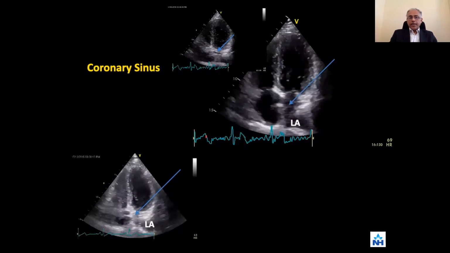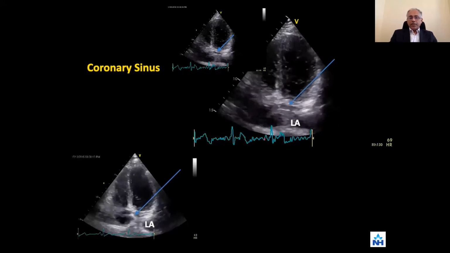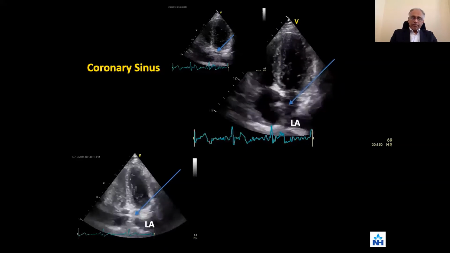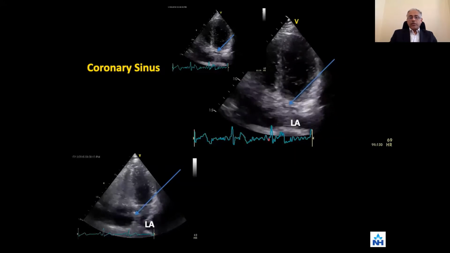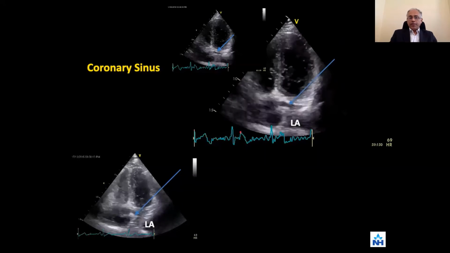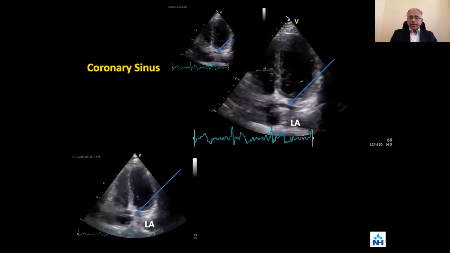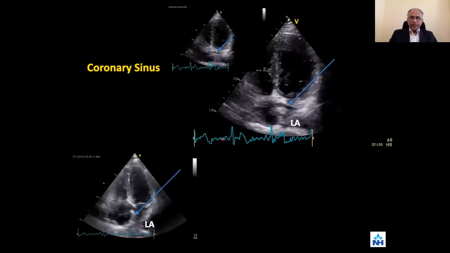So that is the coronary sinus, and in biventricular pacing, you can sometimes see the lead going into it. When the coronary sinus is dilated, whenever there's a pathology associated with it, it will look very, very prominent here, and you should be careful about this. So don't think that it is some sort of a cavity. So this would be the coronary sinus.